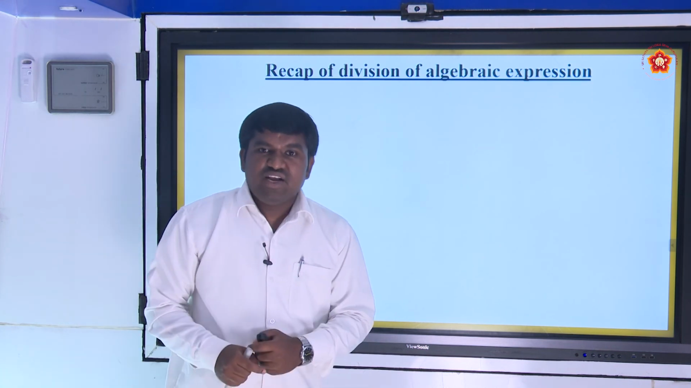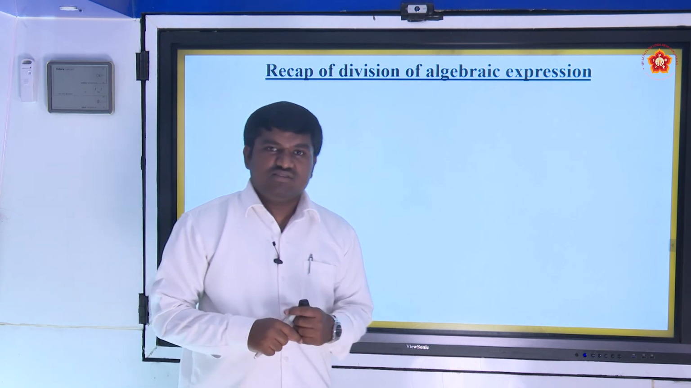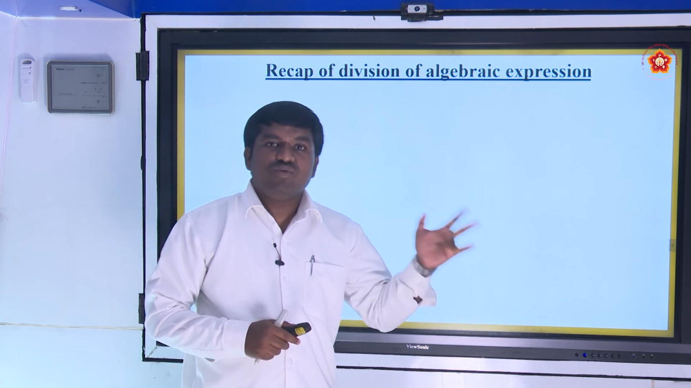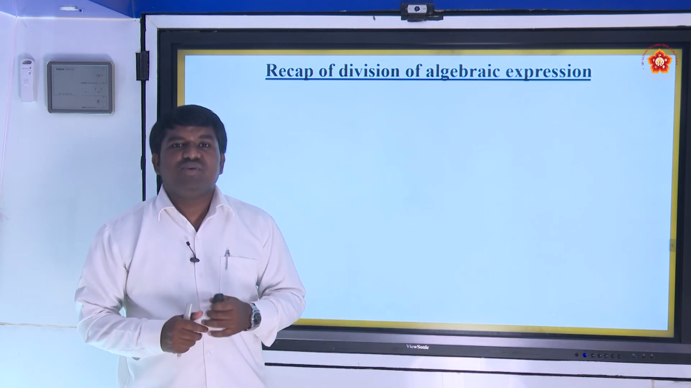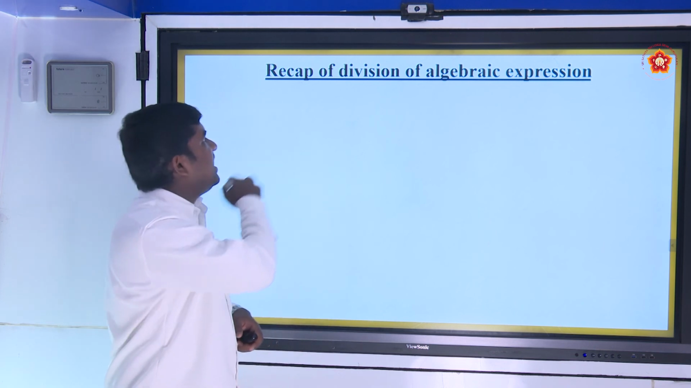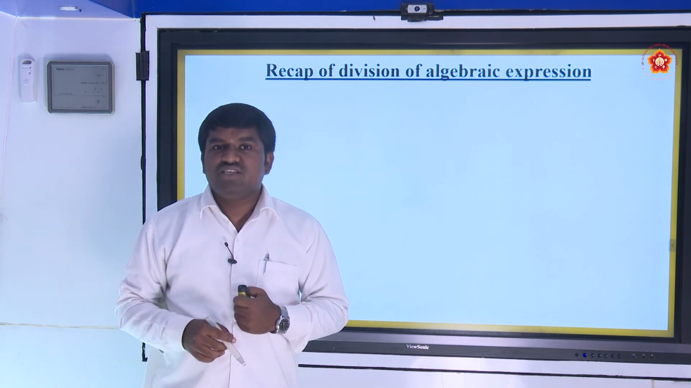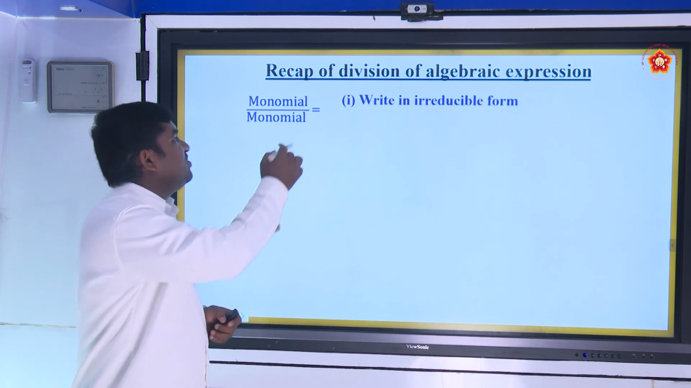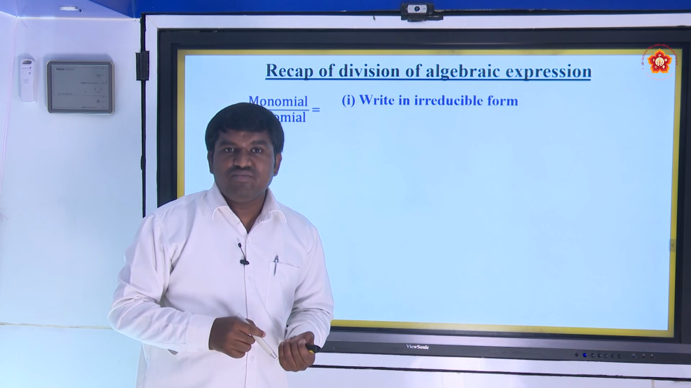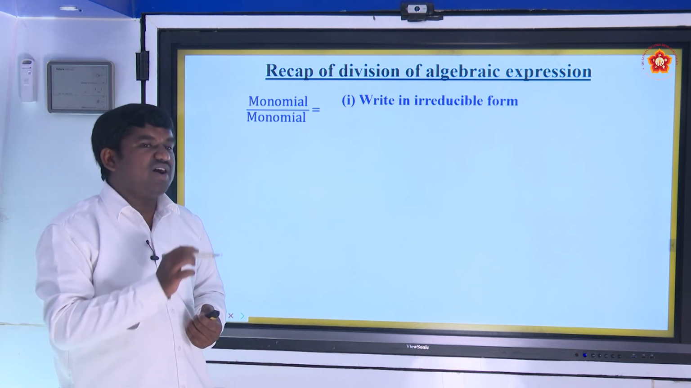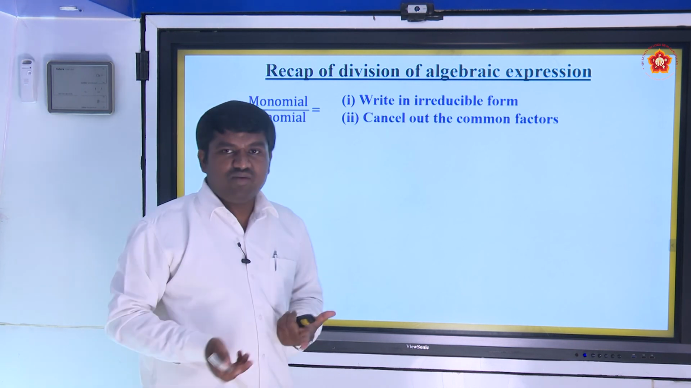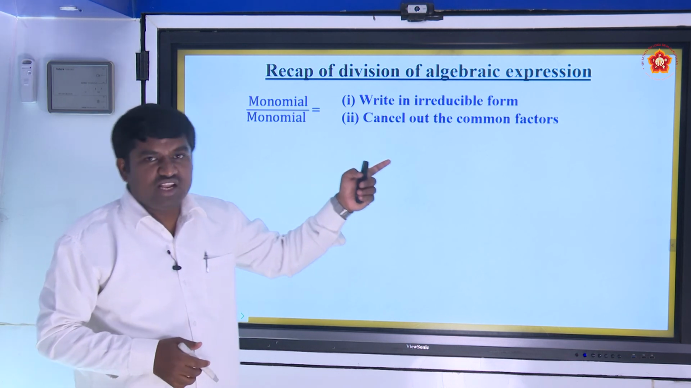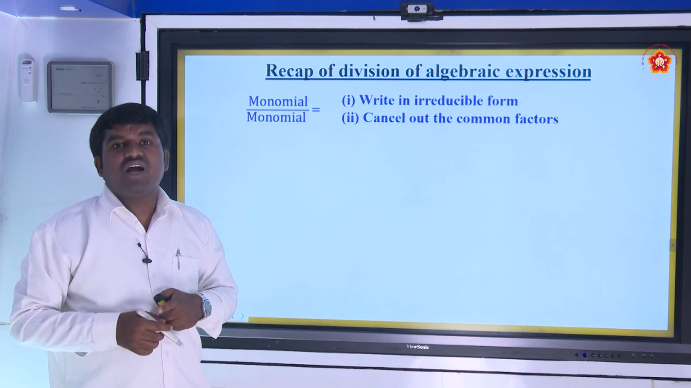Now we did 3 types of division of algebraic expressions. First one, monomial by monomial. Second one, polynomial by monomial. Third one, polynomial by polynomial. Just a recap of division of algebraic expressions. If we have monomial by monomial, what do we have to do? First write in irreducible form. Next cancel out the common factors, then you will get the answer. This is only two steps: write in irreducible form and cancel out the common factors.